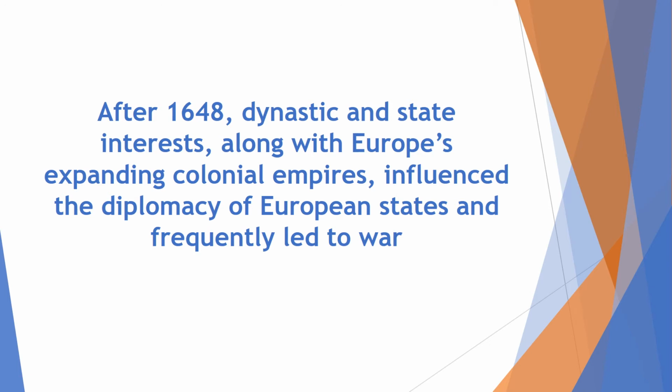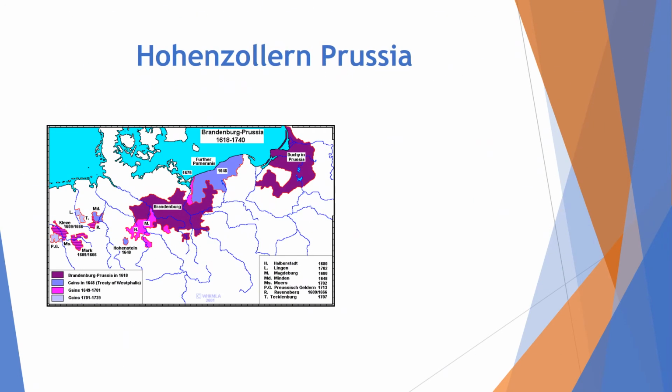Another part of key concept 2.1 is also that after 1648, dynastic and state interests, along with Europe's expanding colonial empires, influenced the diplomacy of European wars and frequently led to war. And so I want to talk about, after the 30 Years' War and essential limitation of the Holy Roman Empire, what we're going to see in the German states is the rise of power of both Prussia and Austria. And so I want to talk first about Hohenzollern Prussia.